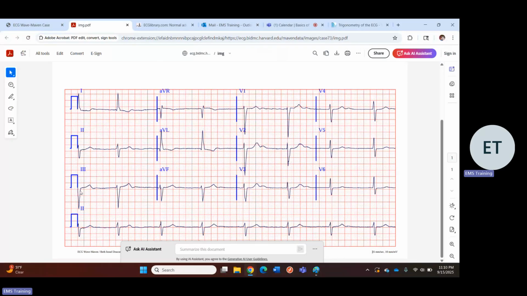All right, let's do the times 6 rule. 1, 2, 3, 4, 5, 6, 7, 8 times 6, 48. Okay, so slow. And then let's do our axis.